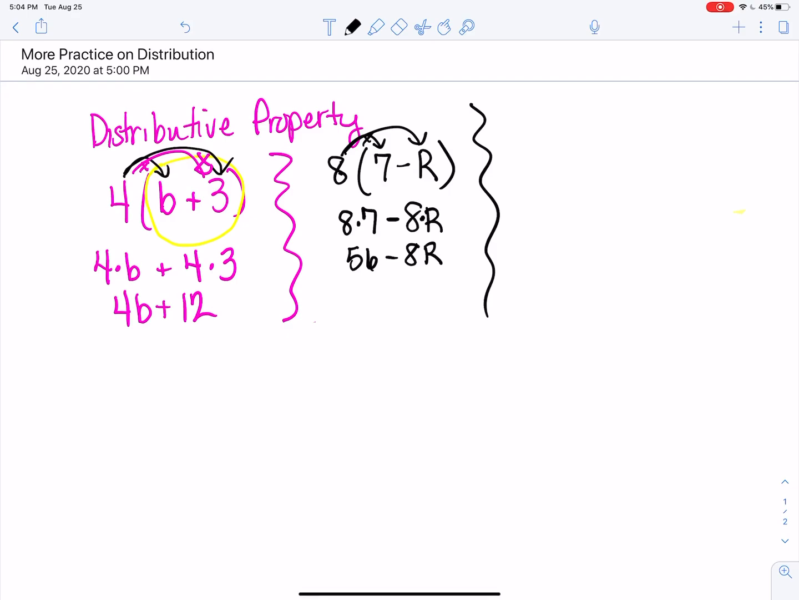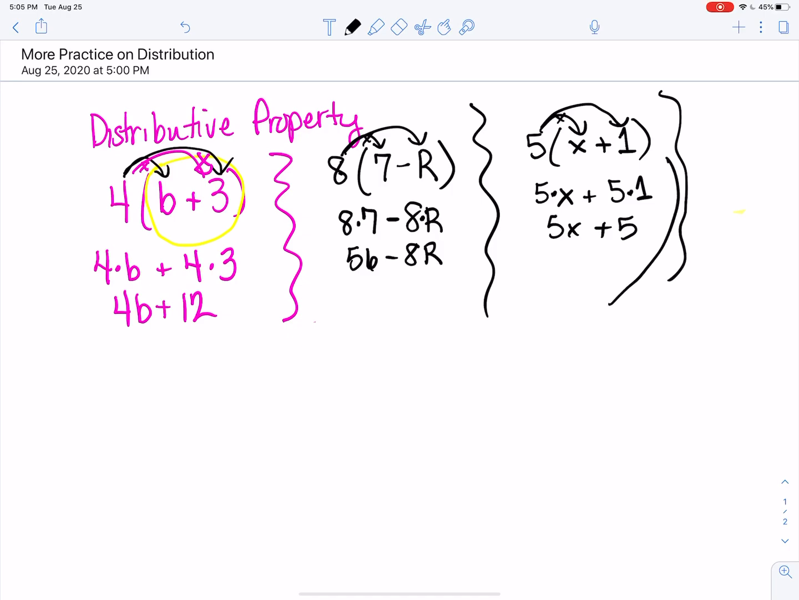Let's do some more because that one was a little bit confusing with the subtraction. So let's go back to some addition. Well, everybody likes 5, and we'll say x plus 1. Okay, so we're going to distribute 5 times x, so 5 times x, 5 times 1, so plus 5 times 1. So that's 5x plus 5.